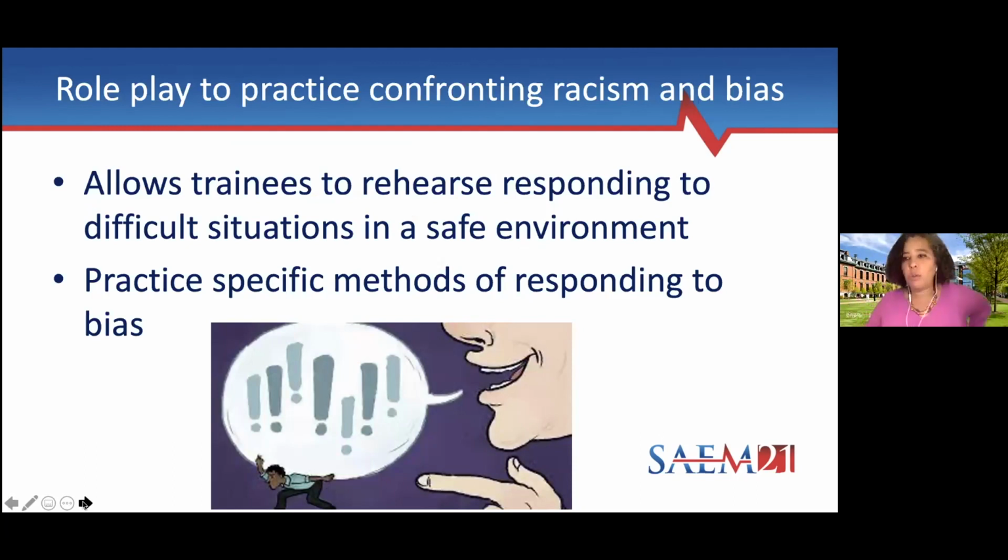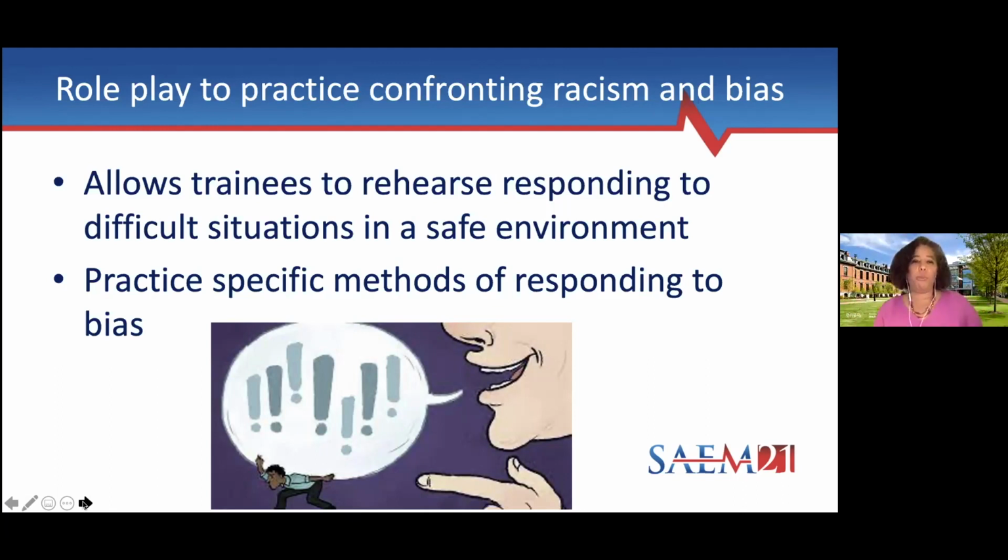Another way to do this could be using standardized patients, but standardized patients can be tough to find. They're not always available. They have to be trained. They can be kind of expensive. And I guess the nice thing about them would be that they could take some of the emotions out of the situation, but you can't always use them.